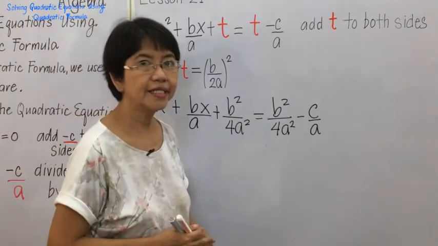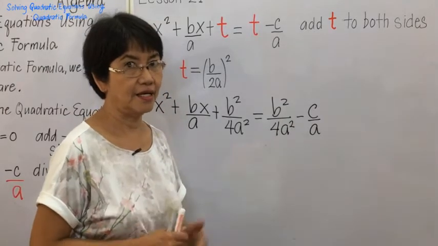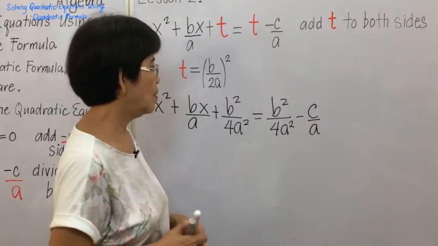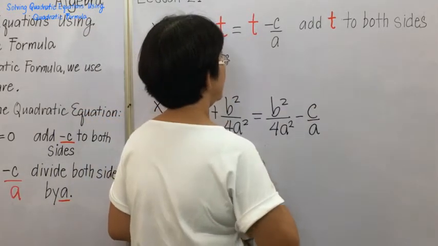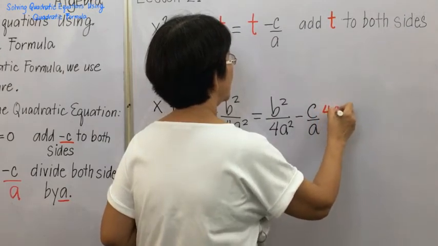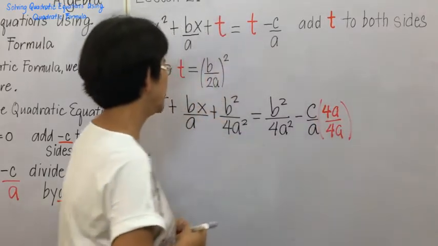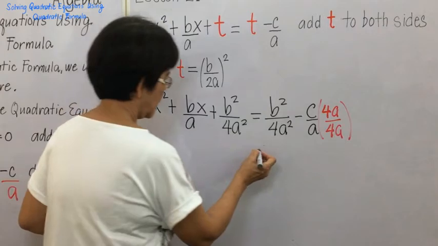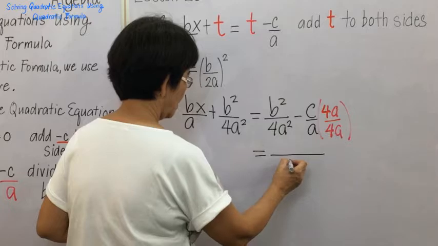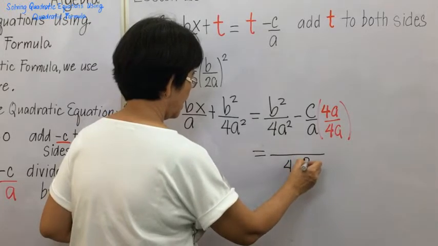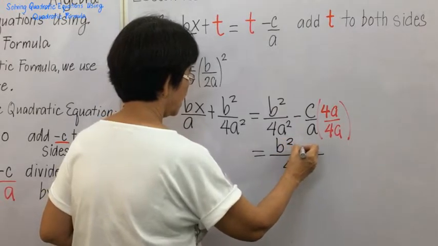And then we will get the LCD of the two fractions here to make it a common denominator. So we will multiply c over a by 4a over 4a. So the resulting expression will be only one fraction, 4a squared, then numerator is b squared minus 4ac.